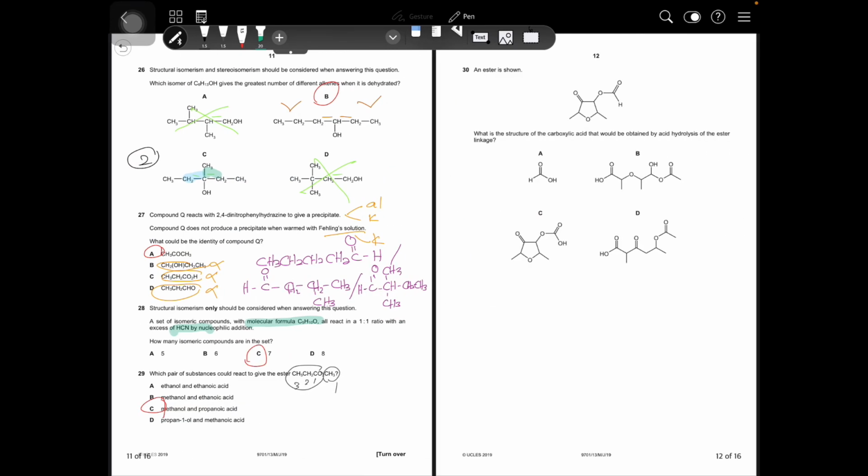The last one for this section, you have an ester. So what is the structure of the carboxylic acid that will be obtained by acid hydrolysis of the ester linkage? If you divide here, this is the alcohol part and this is the carboxylic acid part. And in the carboxylic acid, it has 1 carbon. That means this is from your methanoic acid. So the answer is A.